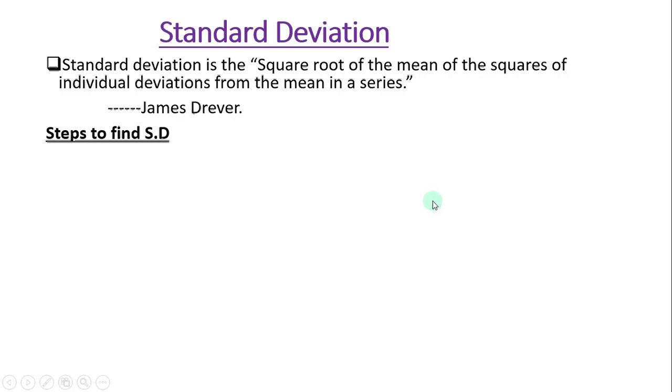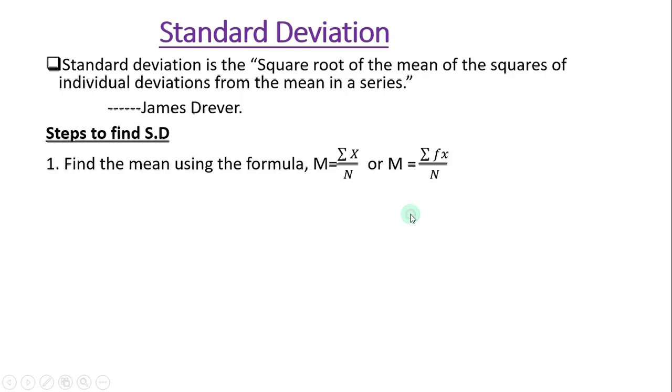Now, what are the steps we have to follow while calculating the standard deviation? First step is to find the mean using the formula m is equal to sigma x by n for ungrouped data, or m is equal to sigma fx by n for grouped data. First we have to calculate the mean. Now what is the second step?